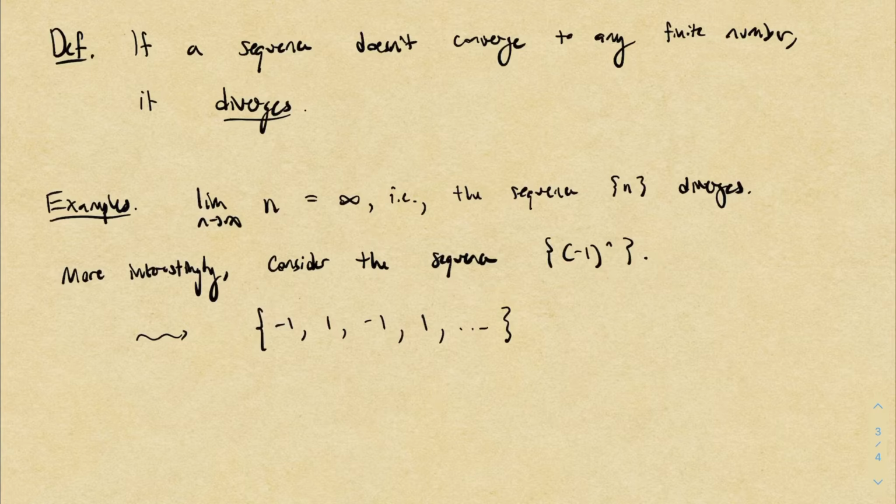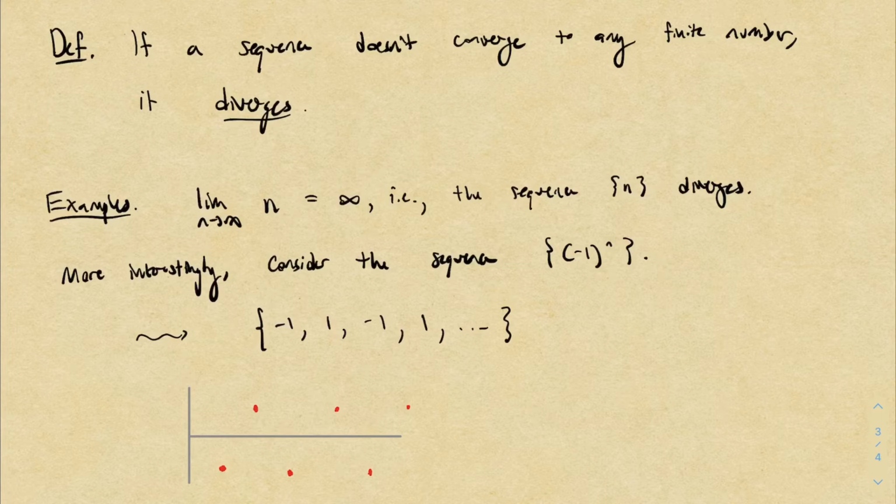If I drew that in a picture, it would look something like this. And the question is, do these dots get closer and closer and closer to some number as we go off to infinity? The answer is no. They just bounce back and forth between -1 and 1 forever. They never settle down towards a certain height.